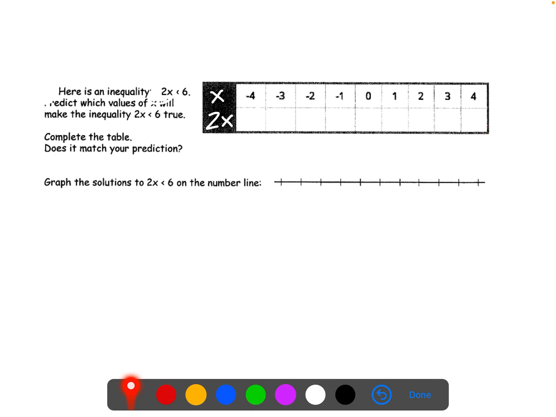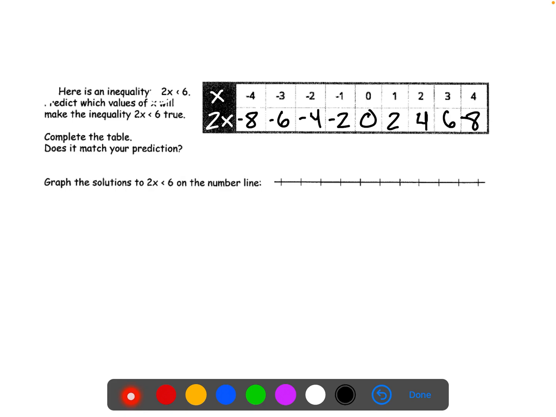Remember, when we multiply a negative times a positive, we get a negative answer. So that's -8, -6, -4, -2. Now anything multiplied by 0 is 0. And now we're switching to positives. 1 times 2 is 2, and 4, and 6, and 8. And you can see that pattern, hopefully, as we fill it in.